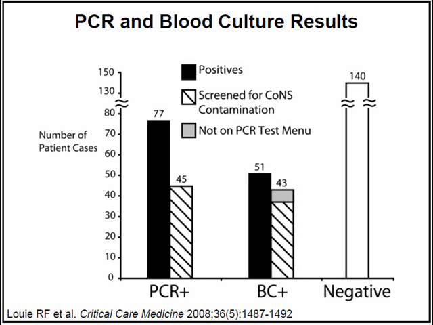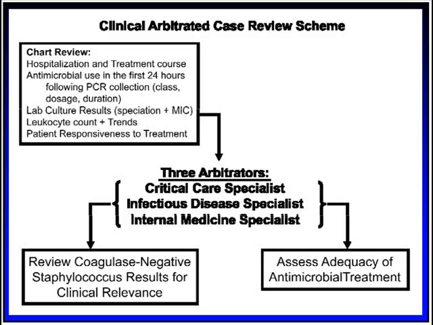Cases with suspected contaminants were submitted to arbitrated case review by a panel of clinicians. After review by the clinicians, we removed the results that were deemed contaminants, and after this screening we observe 45 PCR positive and 43 blood culture positive results that are deemed to be clinically significant.